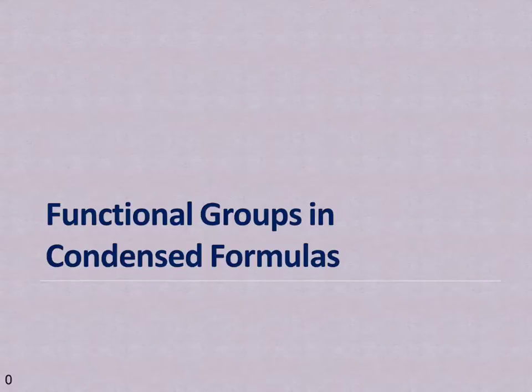In this video, we're going to look at how we write functional groups in condensed formulas. How do we take care of the alkenes and the alkynes and the side groups, and just a few examples of how we represent those, particularly with the alkenes and alkynes, because that tends to be where students get tripped up.